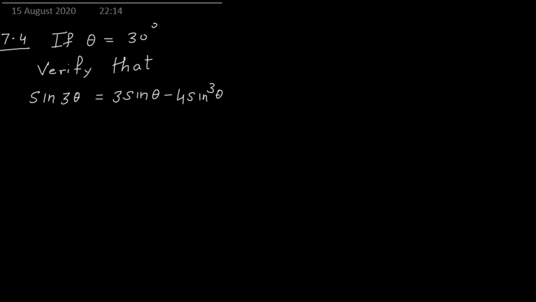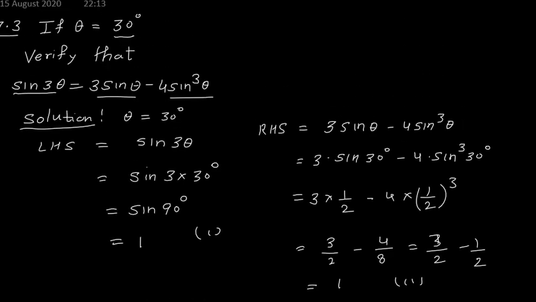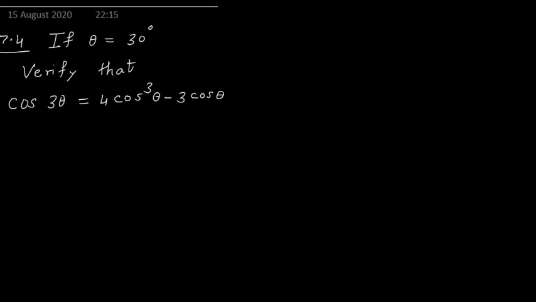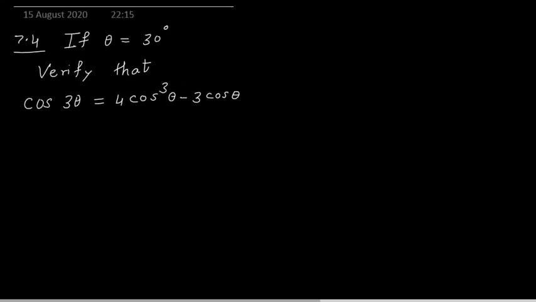If theta is 30 degrees, verify that sin 3 theta is equal to 3 sin theta minus 4 sin cube theta. As we did in the previous problem, the same problem has been repeated, so just ignore this. Basically it should be for cos 3 theta. The problem is, if theta is 30 degrees, verify that cos 3 theta is equal to 4 cos cube theta minus 3 cos theta.